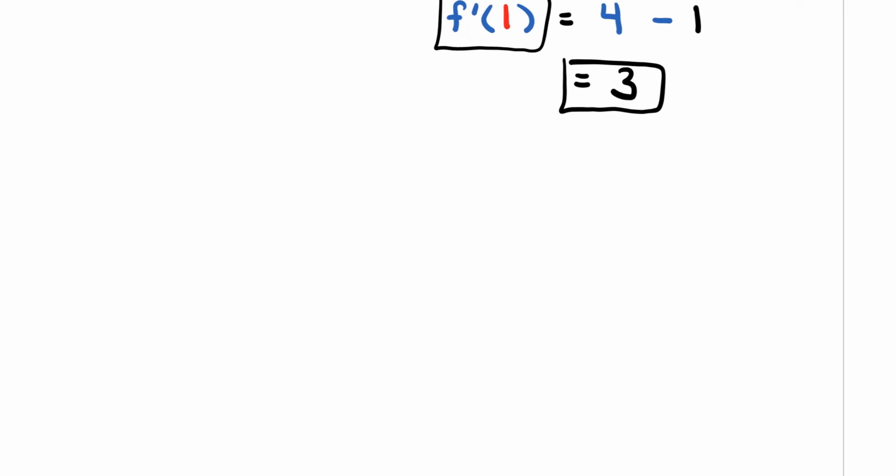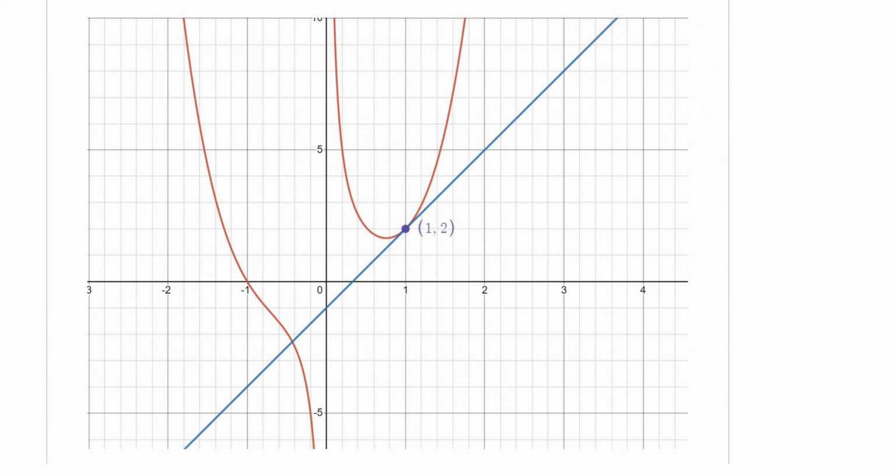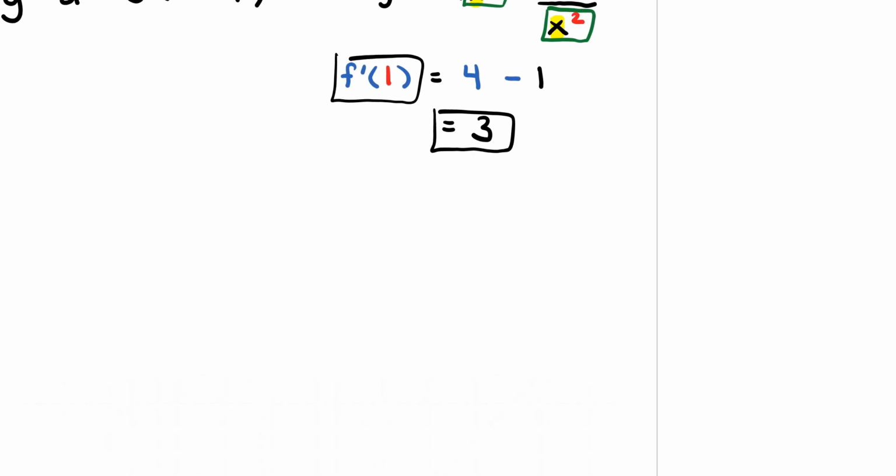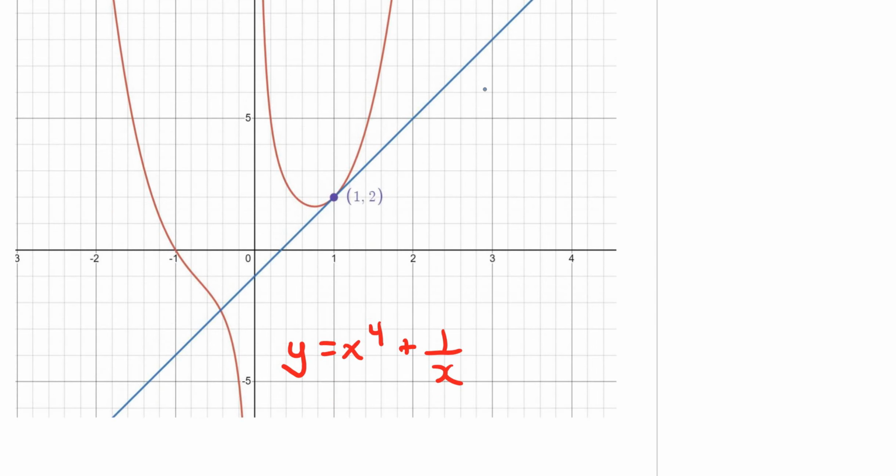Okay, now let's go ahead and take a look at the graph here. Okay, so the red graph is a little bit different. The red graph, it's a weird function here. So I would say that the red graph right below here is y equals x to the power 4 plus 1 over x. Okay, so anytime you see the red graph, that's the original function. And the equation of the tangent line, which is what we just found here, is going to be y minus 2 equals 3 times (x minus 1).